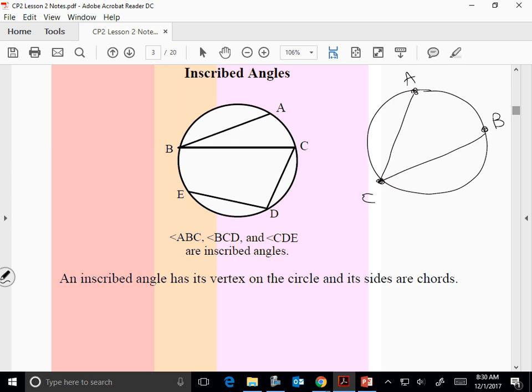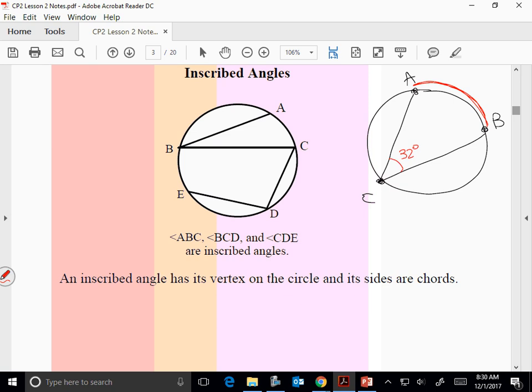Now the relationship in this case is a little bit different. If this was, let's say, 32 degrees, what would its intercepted arc's measure be? It's not 32. It's not a central angle. What do you think the relationship would be? Do you think the 32 would be smaller or bigger than the arc measure? Smaller is a good choice, right?